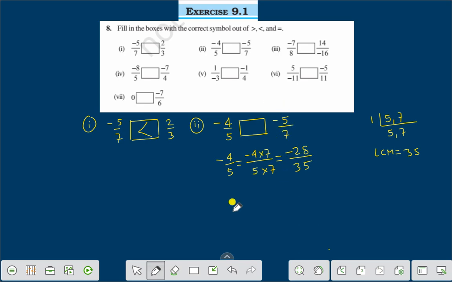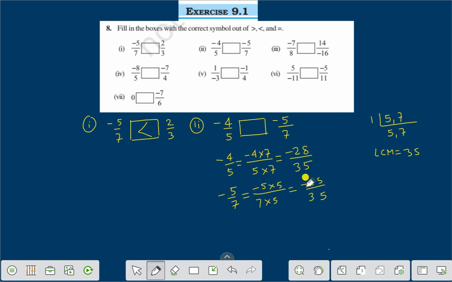Next, minus 5 by 7. If we divide 35 by 7, we'll get 5. So we have to multiply numerator and denominator by 5. That is minus 5 into 5 by 7 into 5, and we are getting minus 25 by 35. Now we compare both these rational numbers, minus 28 by 35 and minus 25 by 35.